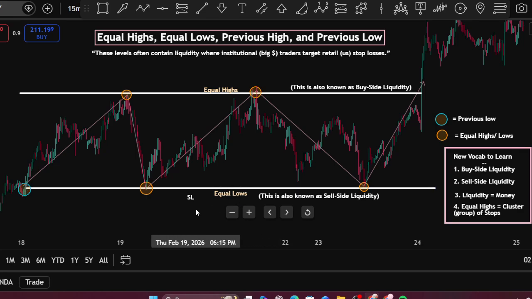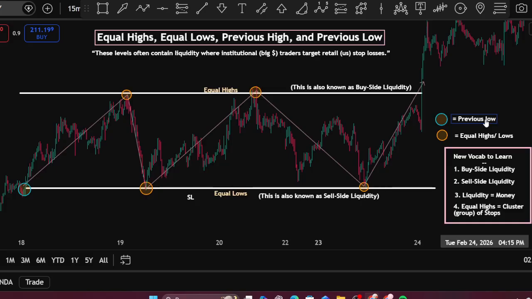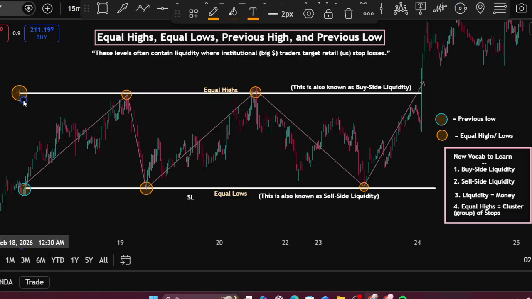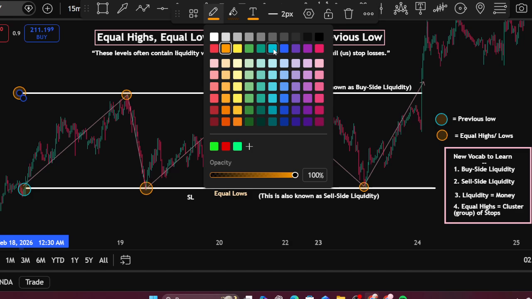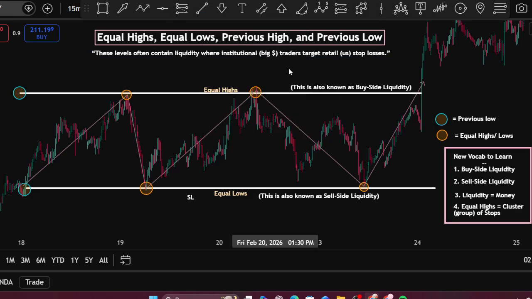Another important liquidity area is, again, the previous high. As you can see, you don't see an indication of a previous high. I do want to make that clear. But just imagine this. Actually, I'm going to show you, because I'm such a visual person. So if I think that I may need it, I want to most definitely give it to you.